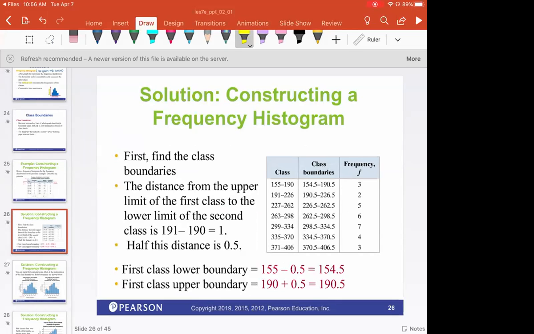Second, the distance from the upper limit of the first class to the lower limit of the second class is 191 to 190. Subtract them. So half the distance is 0.5. Next tab reads, the first class lower boundary is 155 minus 0.5. So we have 154.5. And the first class upper boundary is 190 plus 0.5. So we have 190.5.